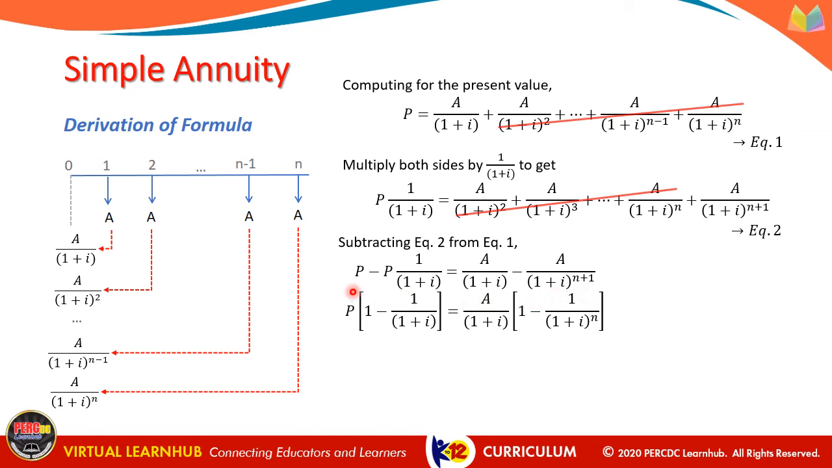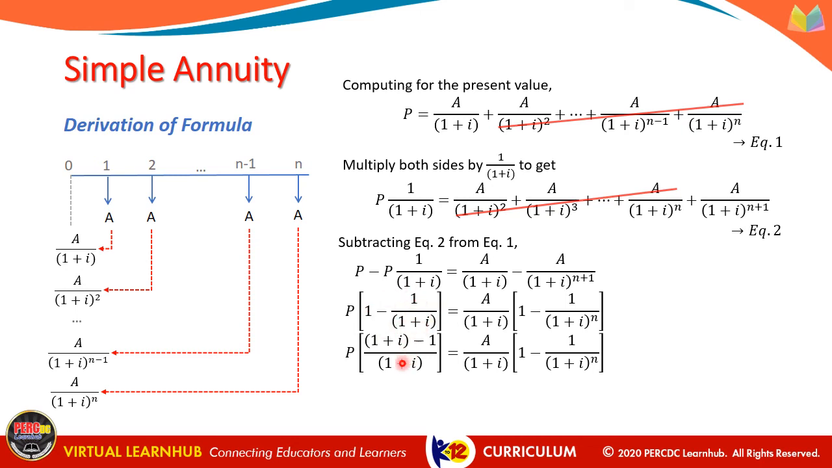Next, on the left side of the equation, we can factor out P and we can write it as P times quantity 1 minus 1 over 1 plus I. And on the right side of the equation, we can factor out A over 1 plus I. We can write it as A over 1 plus I times quantity 1 minus 1 over 1 plus I raised to n.